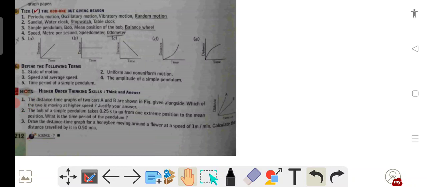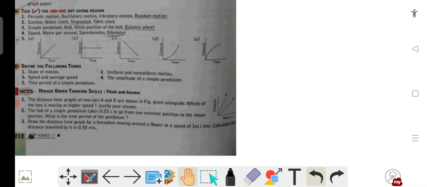We have already discussed the theoretical portion and done some exercises. Now we are moving to some HOTS questions, that is, higher order thinking skills questions.